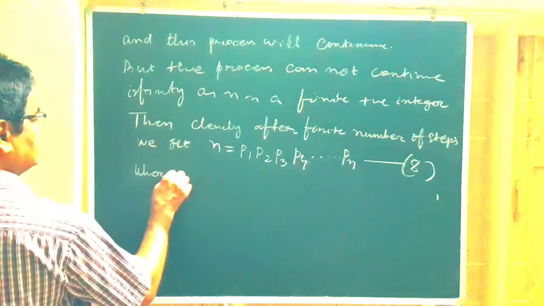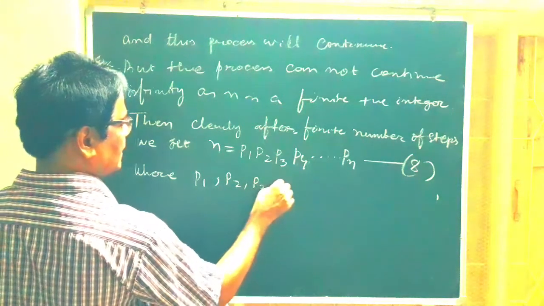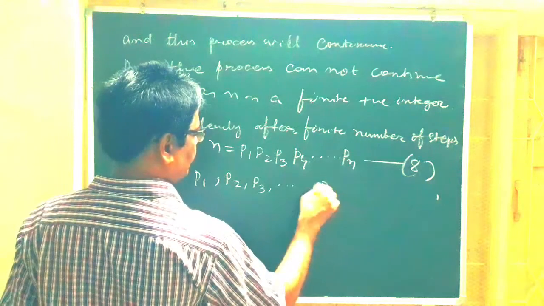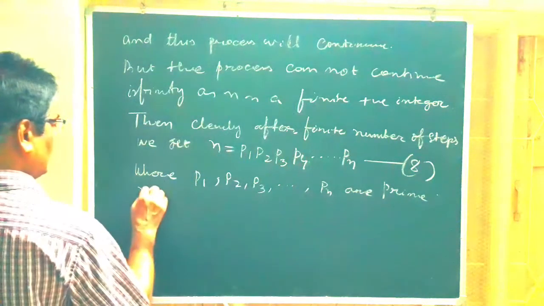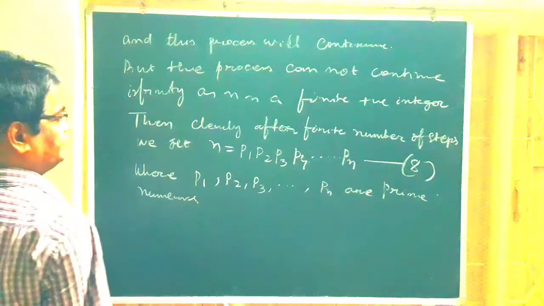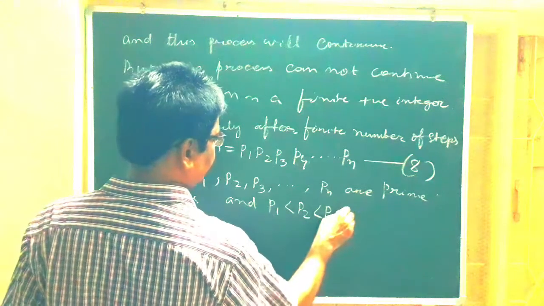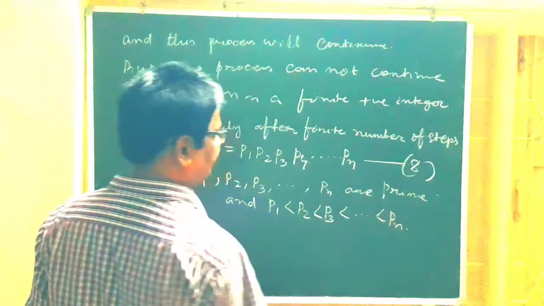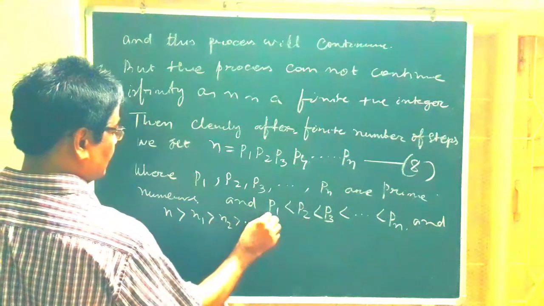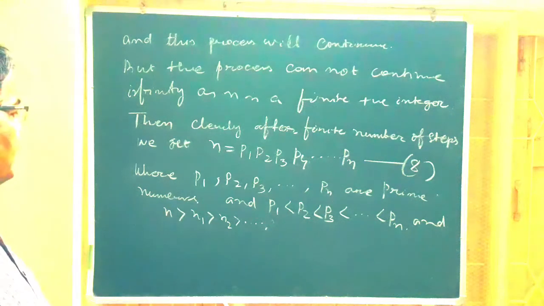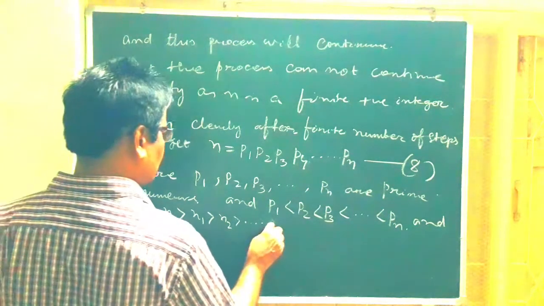Here P1, P2, P3, Pn are prime numbers, and P1 less than P2 less than P3 dot dot dot less than Pn, and n greater than N1 greater than N2 greater than dot dot dot.